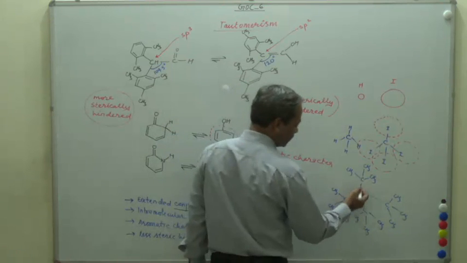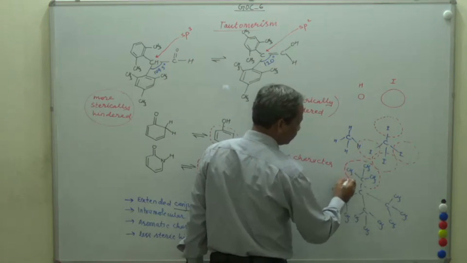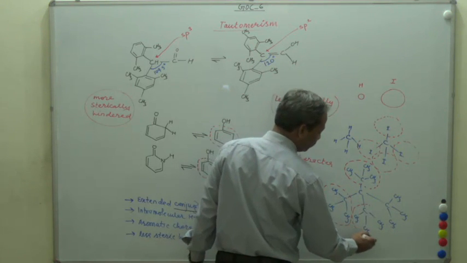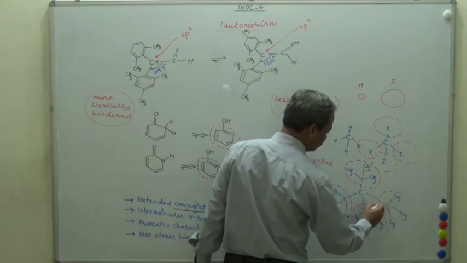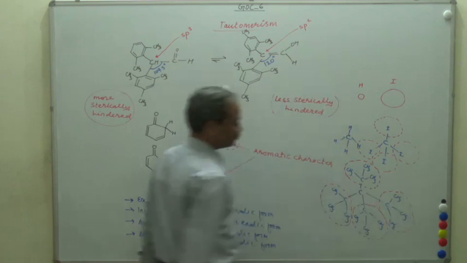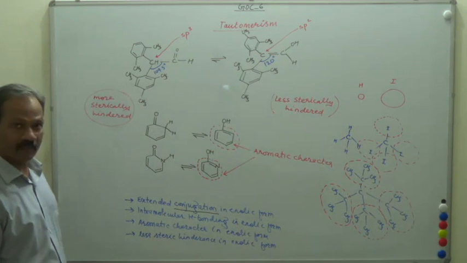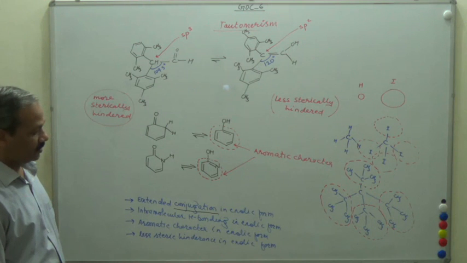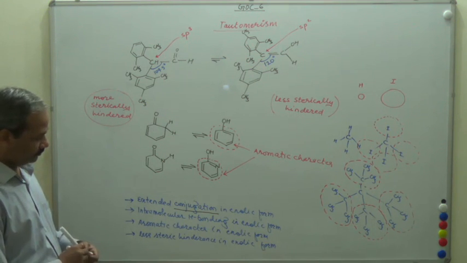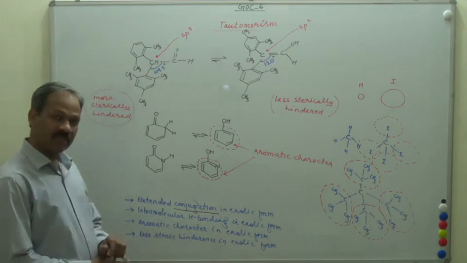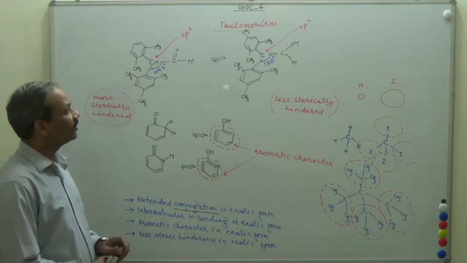Similarly, around this carbon atom there are 3 tertiary butyl groups, and the tertiary butyl group is a very big substituent. So this is the steric hindrance. So less steric hindrance in the enolic form is responsible for more stability of the enolic form.